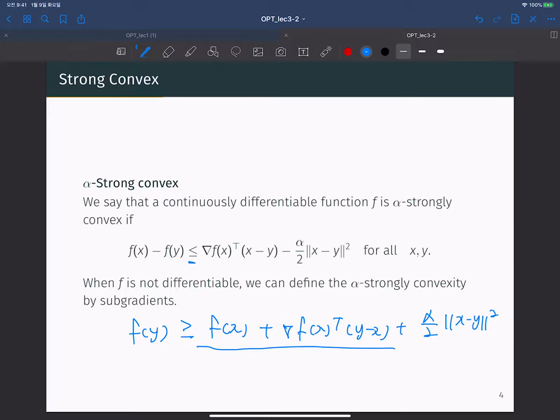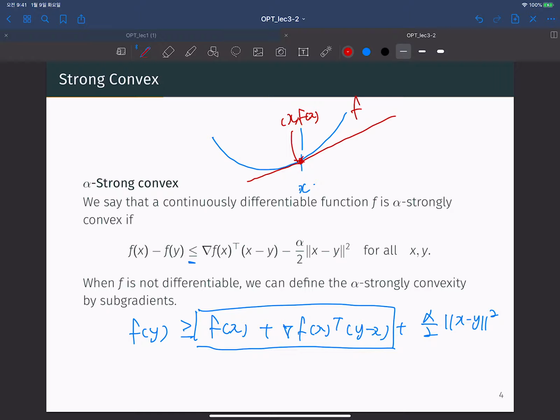Essentially, this part is the tangent function of your f(x) starting from the point x. So when you have the point x here, this part is basically the tangent affine function, and the affine function and the convex function f meet at the point (x, f(x)). Okay.